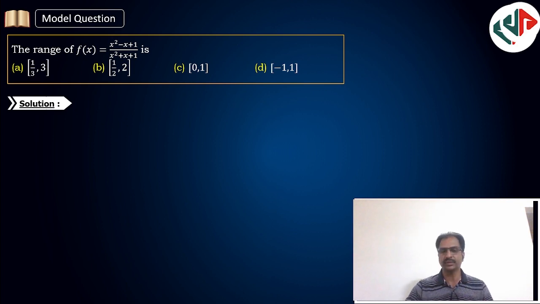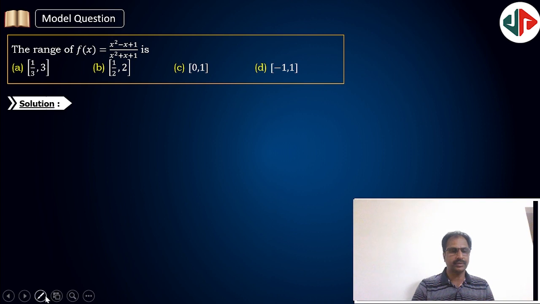f of x is equal to (x square minus x plus 1) by (x square plus x plus 1). There is a shortcut formula for finding the range of such a function. And the formula is like this.